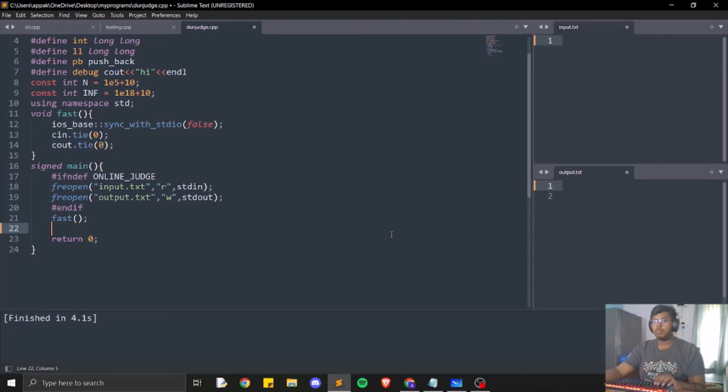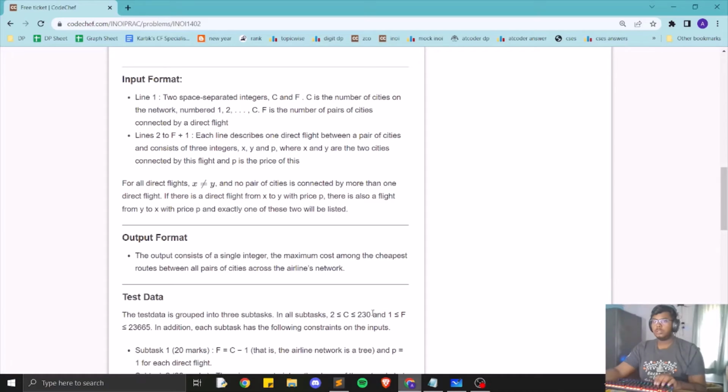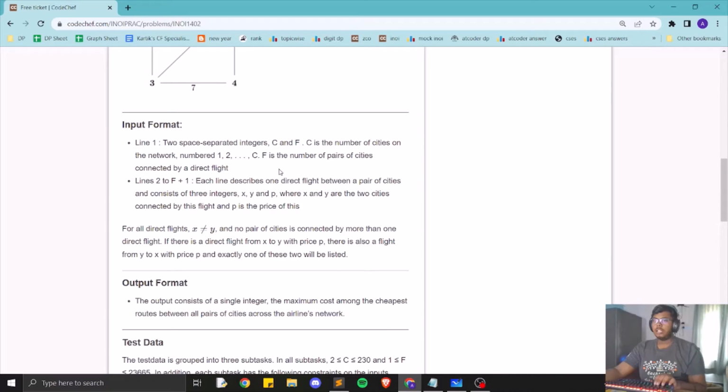So here we arrived at Sublime Text. Here I have my basic template, and so let us start with the problem. The problem says that in the first line there are two integers c and f, where c is the number of cities on the network, which is basically the number of nodes, and f is the number of pairs of cities connected by direct flight, that is the number of flights, so basically the edges. And from line 2 to f plus 1, each line describes one direct flight between a pair of cities and consists of three integers x, y, and p, where x and y are the two cities, that is the two nodes which are connected, and p is the price, which is basically the weight between x and y.